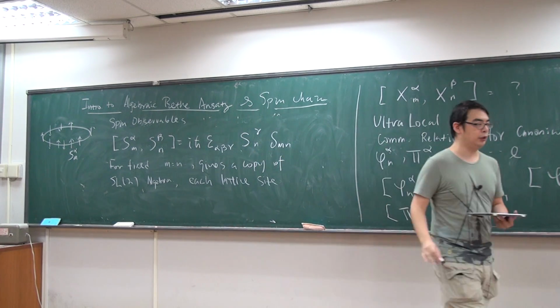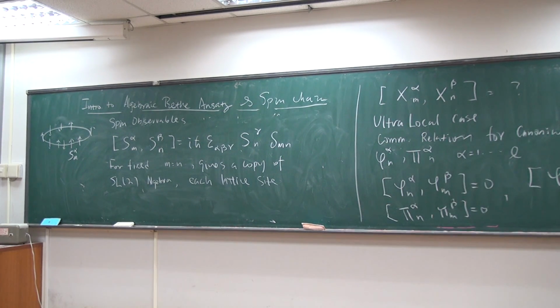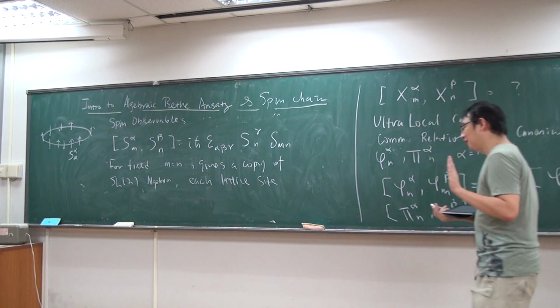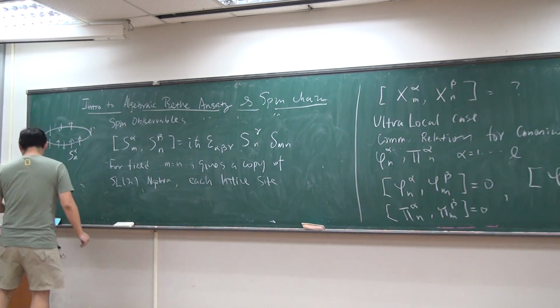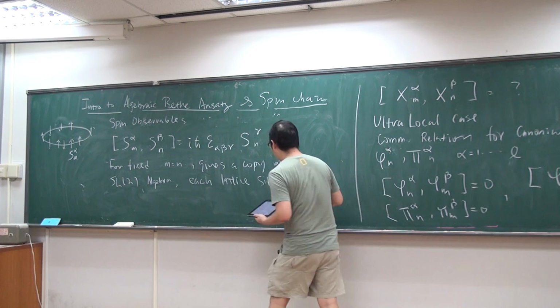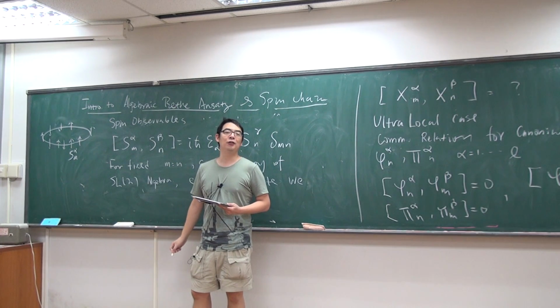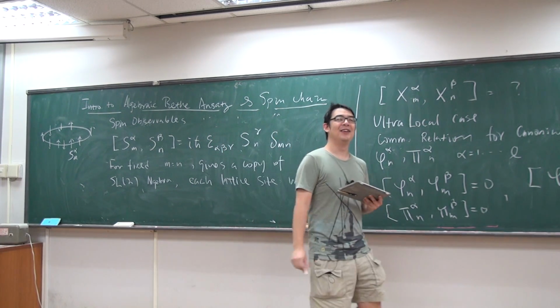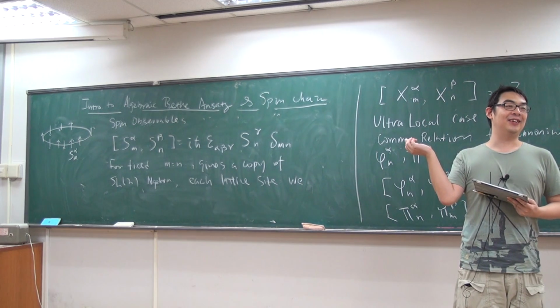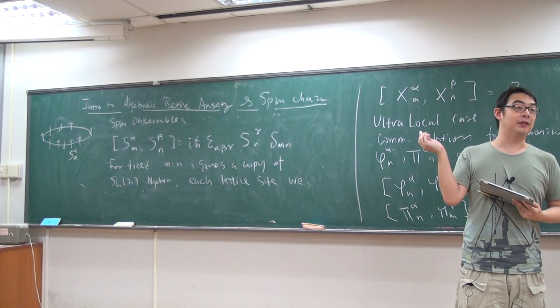So are you familiar with this language, like electron spin labeled by SL2, this kind of algebra, at least for fixed m and n? Have you seen Pauli matrices? Representation of SU2. For those of you who apply math, you should know what's going on. All right. For each lattice site, we've seen this before, the SU2 algebra.